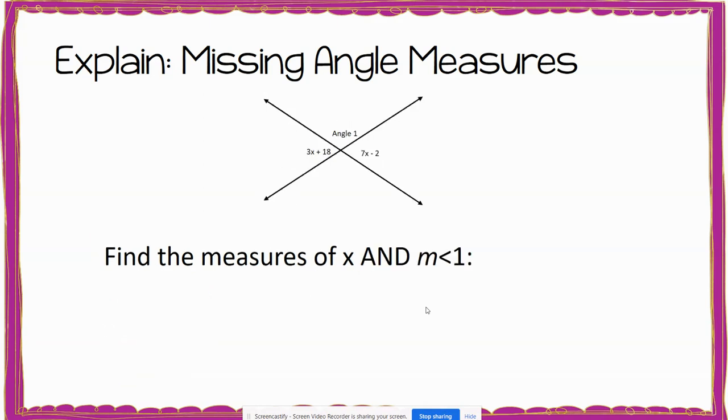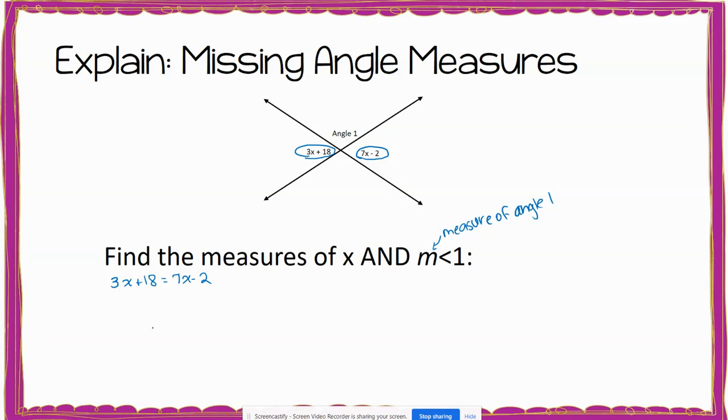Now this says find the measures of x and the measure of angle 1. So whenever you see this, it actually reads measure of angle, and then this says specifically 1. Well, first let's start with the measure of x. I know that this is vertical to this, which means that these are congruent to each other. So let's first find out what x equals. I know that 3x plus 18 is congruent to 7x minus 2.